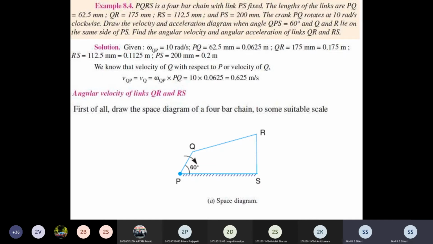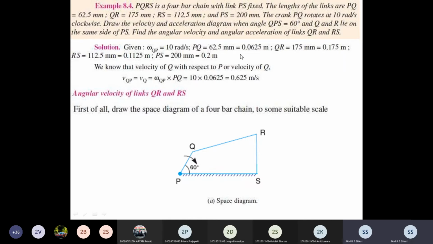1 gem 1 is somewhat difficult because it may not accommodate your whole figure, because the dimension is somewhat higher. So I request that you take the 1 gem 2 scale and convert based on the given data. So 62.5 divided by 2, 175 divided by 2, RS 112.5 divided by 2, and PS 200 divided by 2. Based on that, we get the new dimensions for the 1 gem 2 scale.